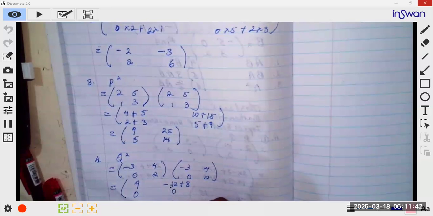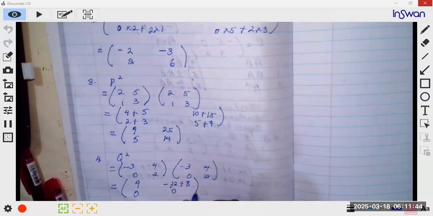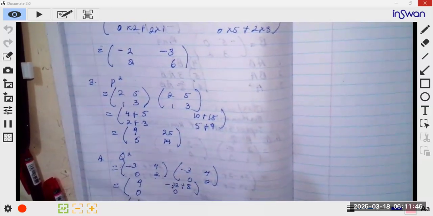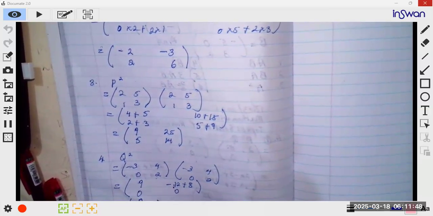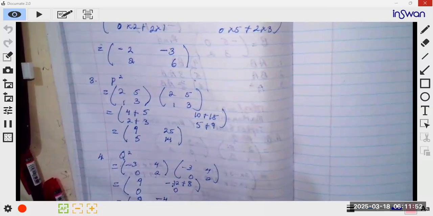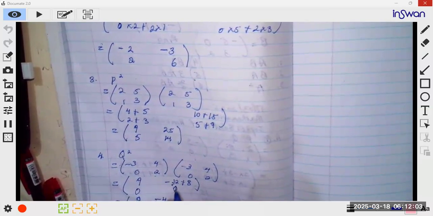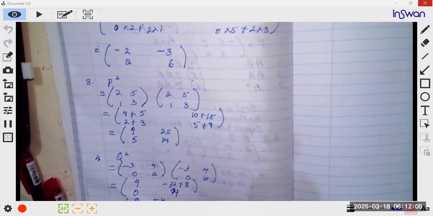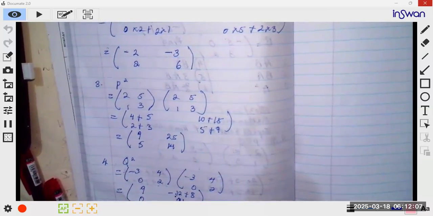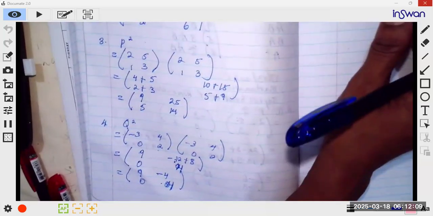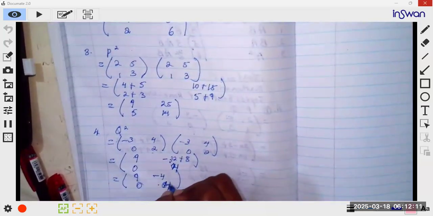All right. So the final answer here will be 9, minus 4, 0 and 0. 0 times 4 is 0. 2 2s are 4. Here's 4. Okay? Okay with that? So this answer here is 4.